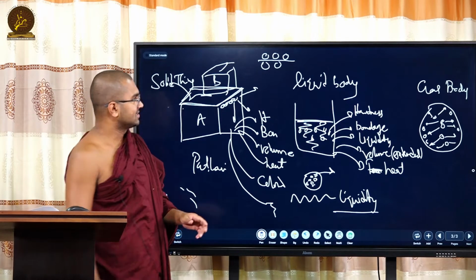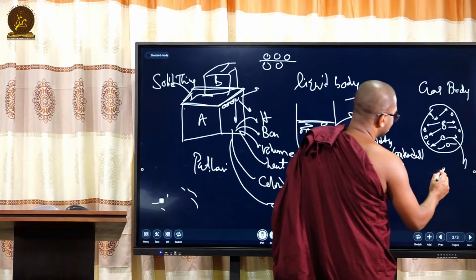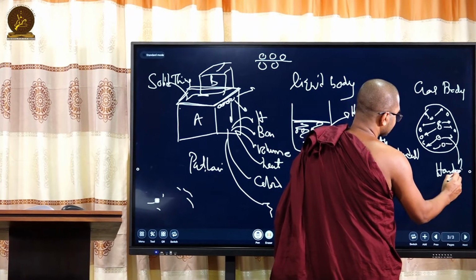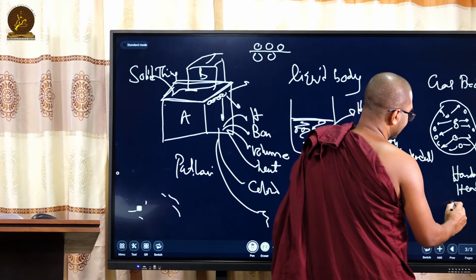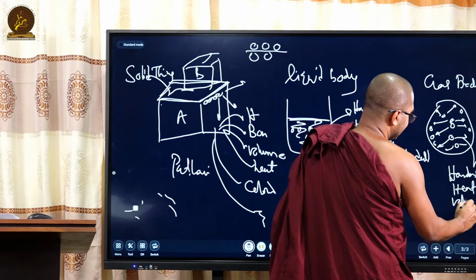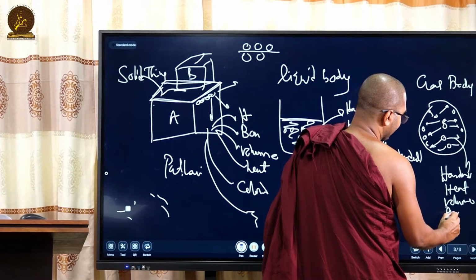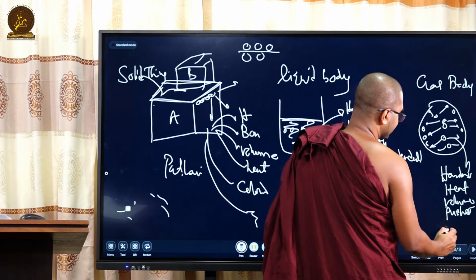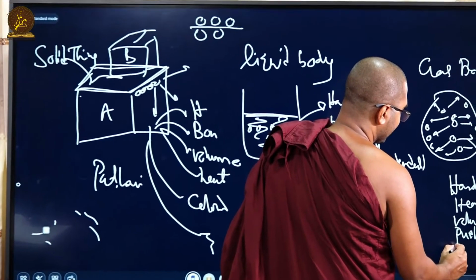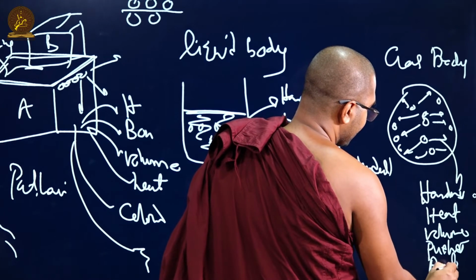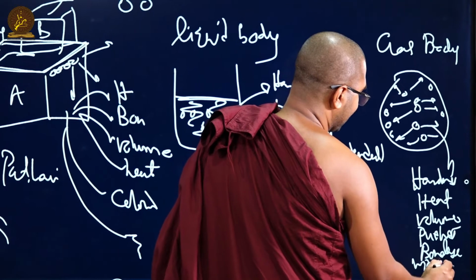So likewise, looking into a gas body, we should be able to focus on our hardness. We know that hardness is there. We know there's a heat. We know there is a volume. It takes a volume, extended nature, and it also gives a push. It makes a force, it pushes, and also there is interkalapiya Apo, the bondage within kalapa, within particles, not between particles.